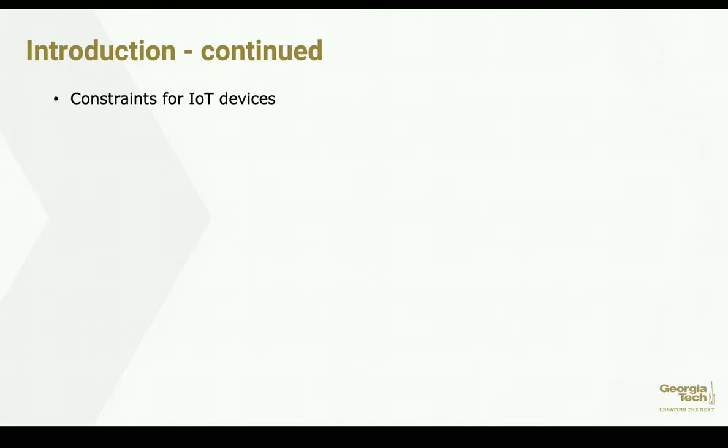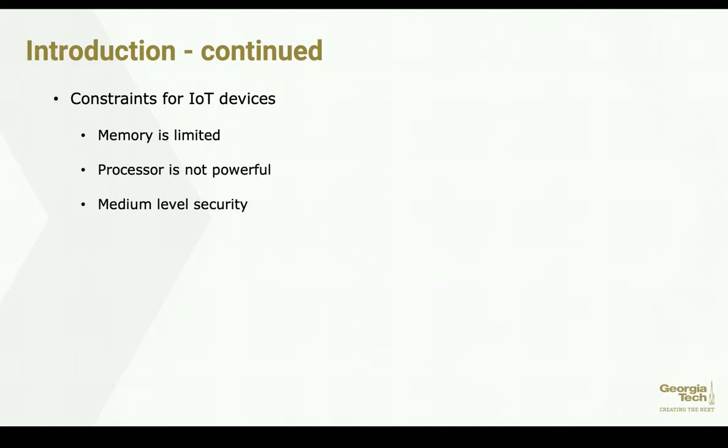That's why in 2016 this paper comes up with a new algorithm which is useful in the case of an IoT device with constraints. The constraints are mainly on memory, where memory is limited and the processor may not be powerful, but we still have to ensure a medium level of security. In such cases, the paper proposes this new algorithm which is ultra lightweight.